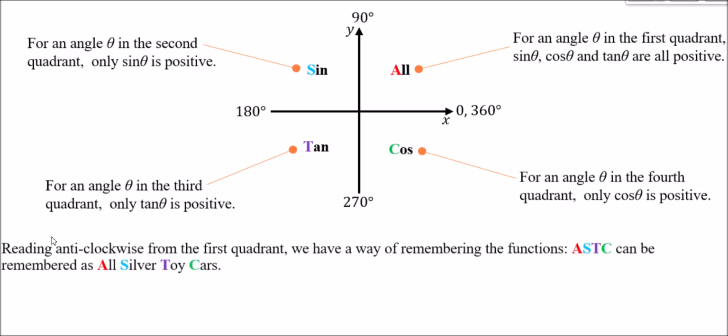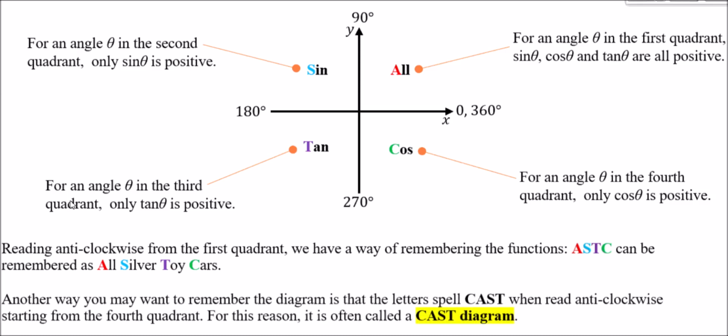Reading anti-clockwise from the first quadrant, we have a way of remembering the functions. So it goes A, S, T, C, which can be remembered as all silver toy cars. Another way you might want to remember it is that the letters spell cast when read anti-clockwise starting from the fourth quadrant. Like I've said before, for this reason, this thing here is often called a cast diagram.